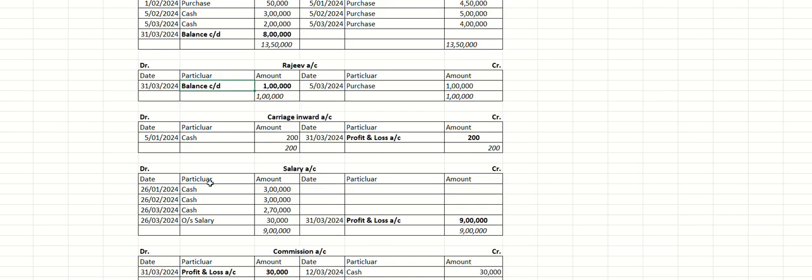Don't think that since we have written profit and loss account, that will be taken to trial balance. Trial balance will take every balance from the ledger accounts. What all ledger accounts are there? From every ledger account, they will take.